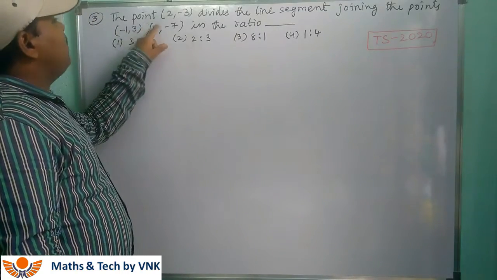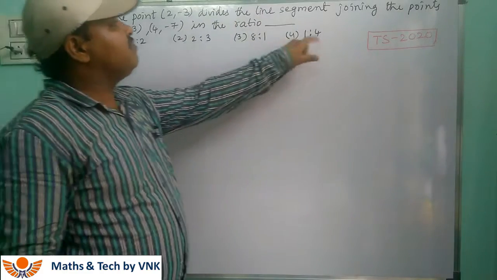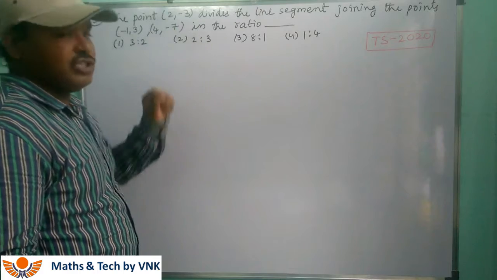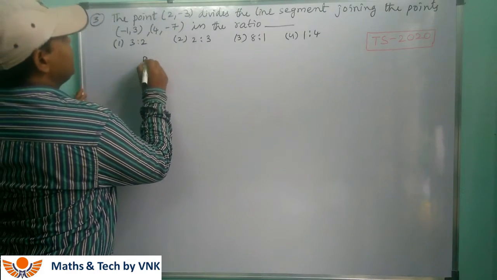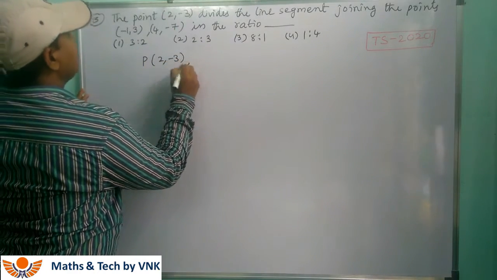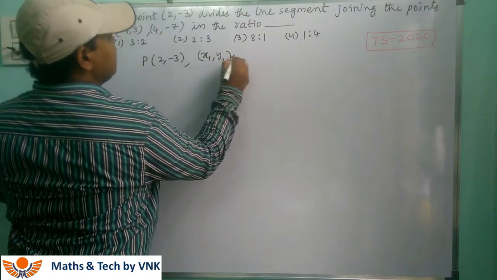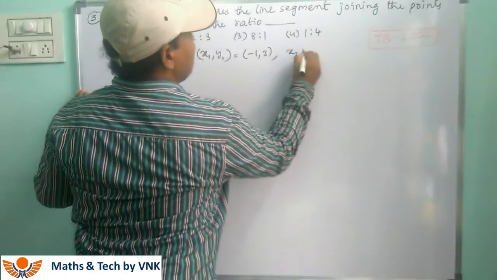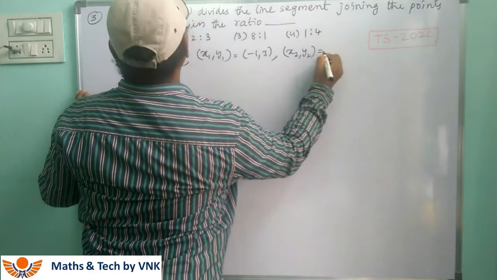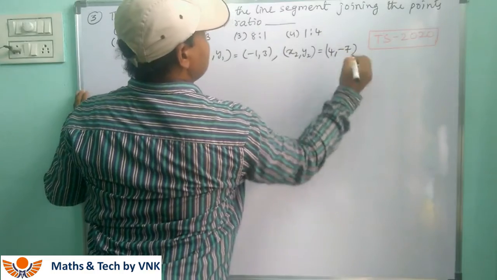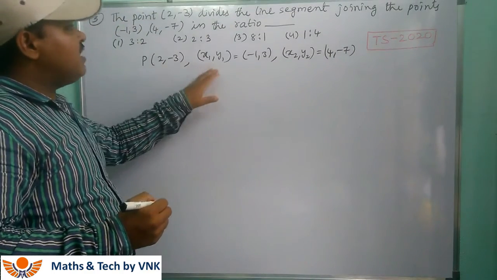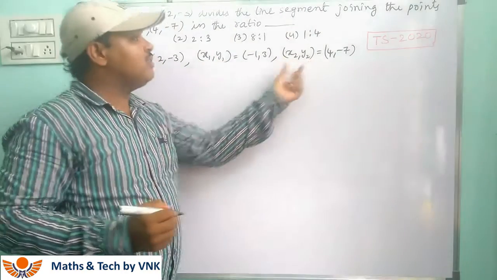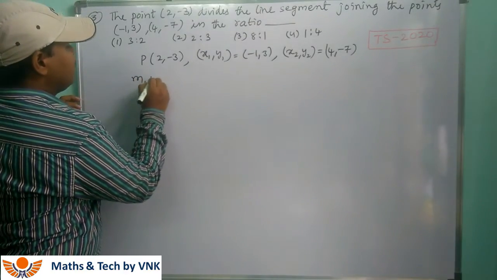Third question is, the point (2, -3) divides the line segment joining the points (-1, 3) and (4, -7) in the ratio. Now let point P as (2, -3) and x1, y1 is equal to (-1, 3) and x2, y2 is equal to (4, -7). Now the point P divides the line segment joining the points x1, y1, x2, y2 in the ratio m1 is to m2.